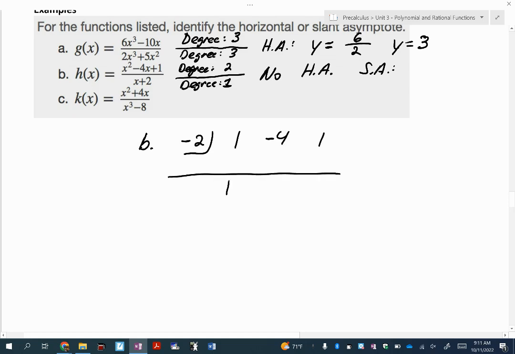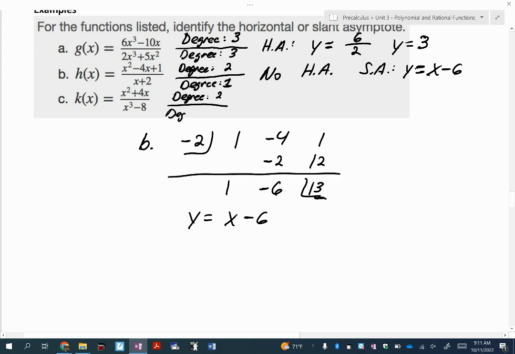Bring down the 1, multiply by the number in the corner. Add. Repeat the process. Again, I don't care about the remainder. So your slant asymptote is going to be y equals x minus 6.